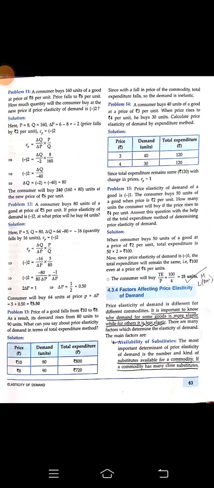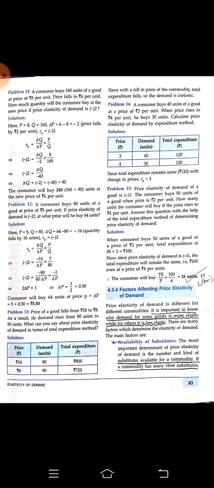Let us continue with the fourth chapter from your economics book of grade 12, and the name of the chapter is Elasticity of Demand. Today we are going to start from factors affecting price elasticity of demand. It is important to know why demand of some goods is more elastic while the other is less elastic.